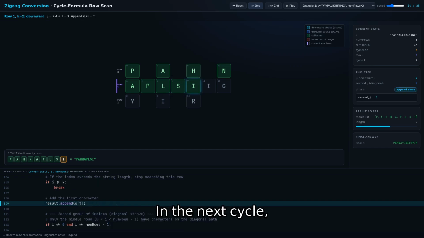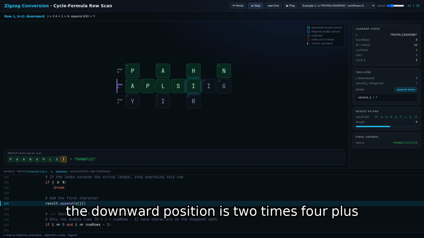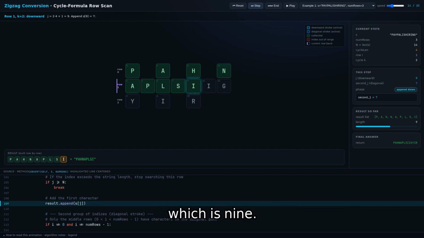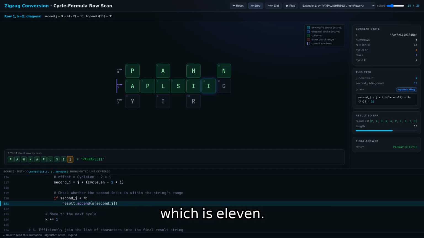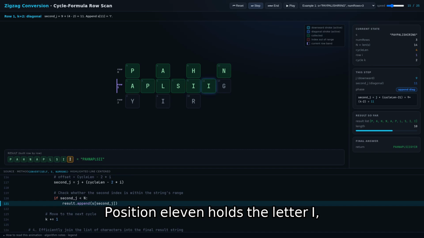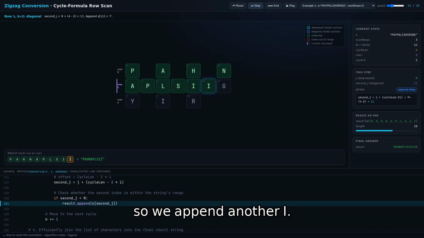In the next cycle, the downward position is 2 times 4 plus 1, which is 9. Position 9 holds the letter I, so we append I. The diagonal position is 9 plus 2, which is 11. Position 11 holds the letter I, so we append another I.